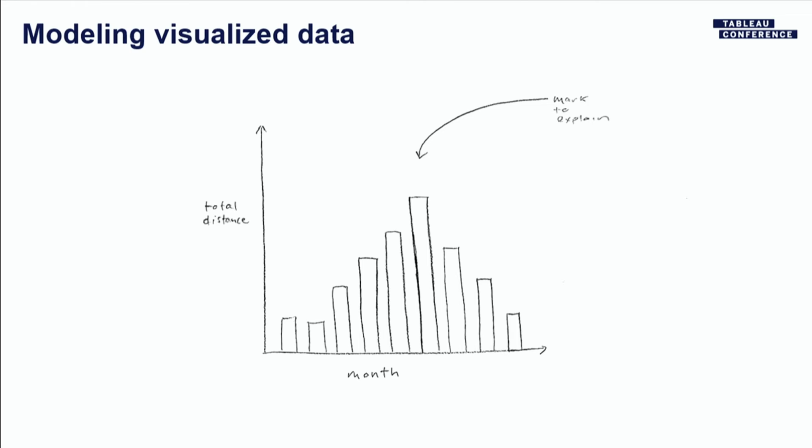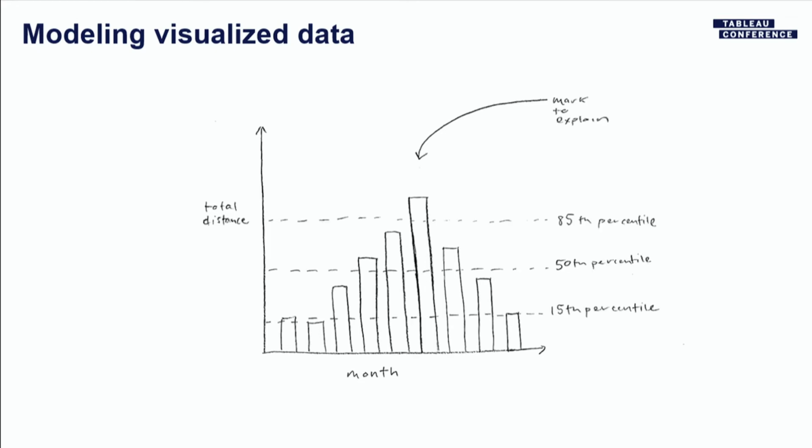So here's my cartoon version of this viz that I showed you before, and the mark that we want to explain is August. The first thing we're going to do is look at the data that falls between the 15th and the 85th percentile. And the reason we're doing that is because we don't want to make any assumptions about whether your data is Gaussian or not. So anything that falls between the 15th and 85th percentile is in the expected value range. This is very simple, but we then say, okay, if you're outside of this range, then there may be something else going on that we want to look into.